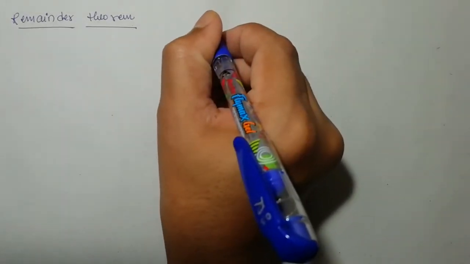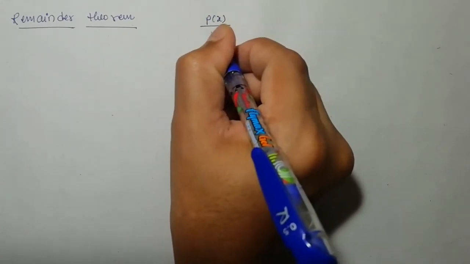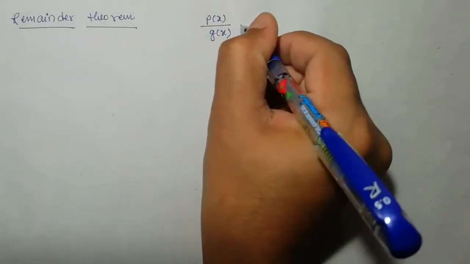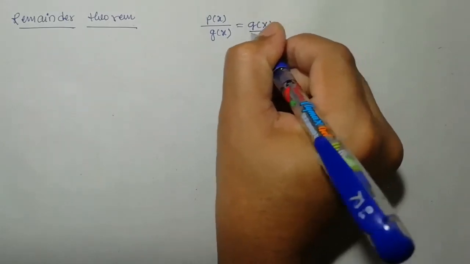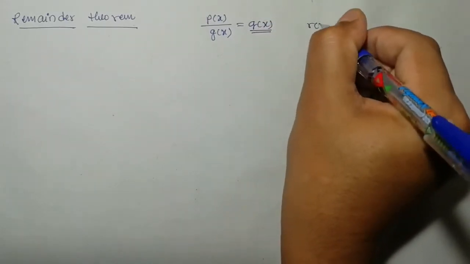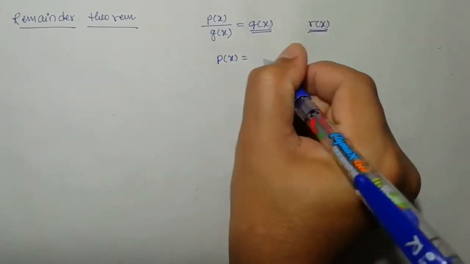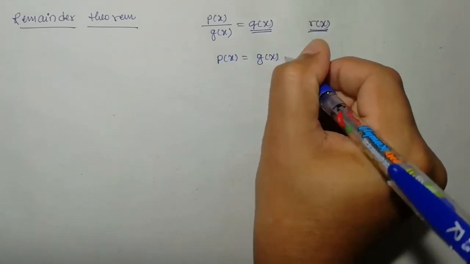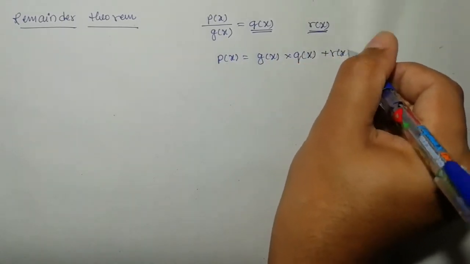When you divide a polynomial p of x by a polynomial g of x, you will get some quotient, q of x, and sometimes you will also get a remainder, r of x. We can express this as: p of x is equal to g of x, the divisor, into q of x, the quotient, plus r of x, the remainder.